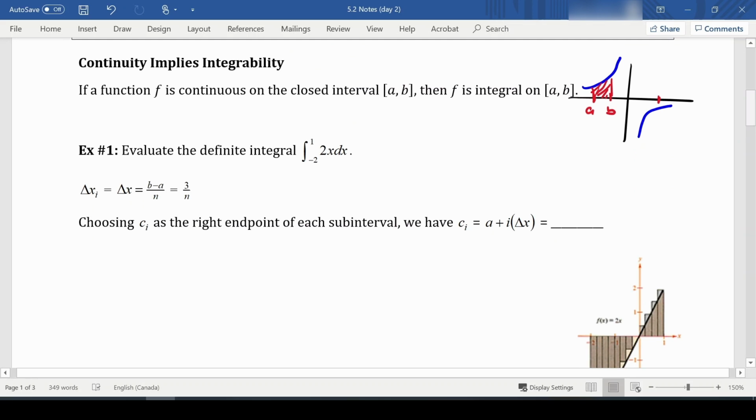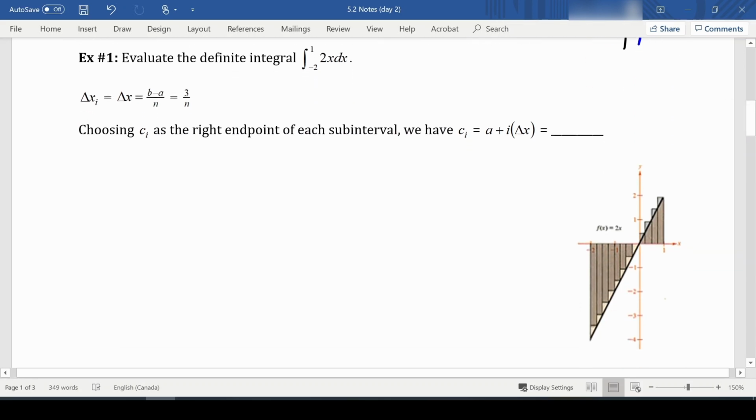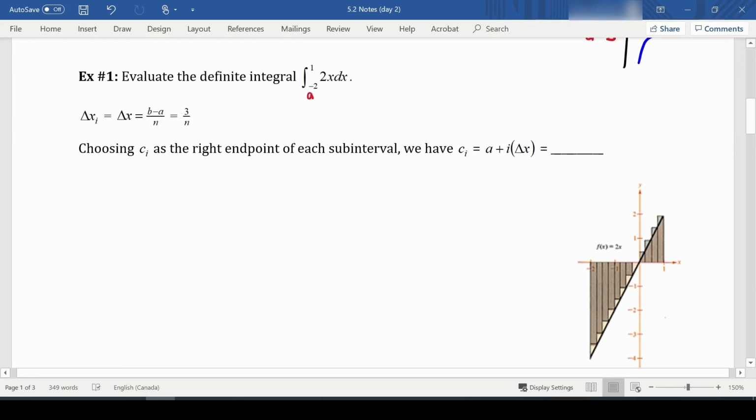So we're going to try and do this question. We're going to evaluate the definite integral. Okay. Our lower bound a is -2, and our upper bound b is 1.